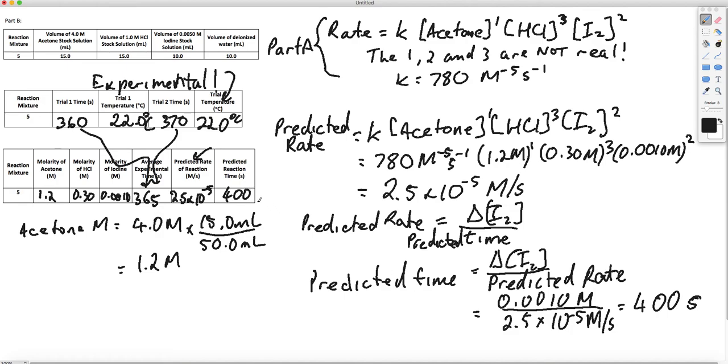And you can see here, we can compare now the predicted time, which was 400, to the experimental time, which was 365. So understand that experimental time is something we found from experiment. We didn't get that by doing any math. We got that just by observing what happened with the reaction. The predicted time, however, we got by doing some math, knowing some of the values we had already gotten from part A. So that's what we're trying to do here. And you should see that the average experimental time should be fairly close to the predicted reaction time, even though it's probably not going to be exactly the same.